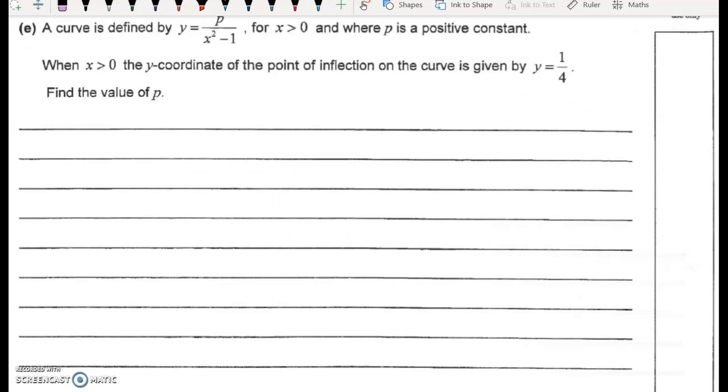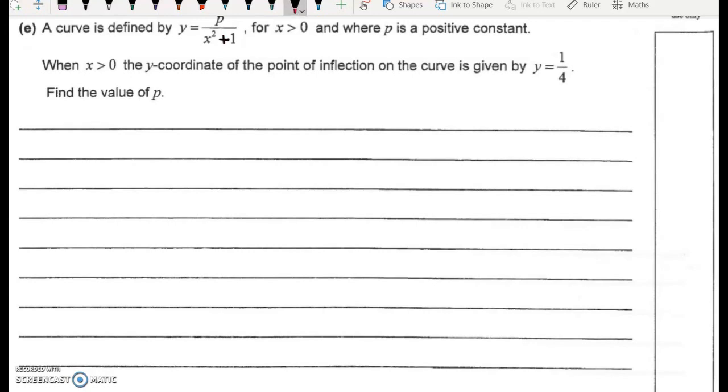And finally, part E, our last bit of excellence on this paper, is a curve is defined by this expression here where we have p. P is a positive constant, so it's just a number, we just don't know what it is right now. So x has got to be positive. The y-coordinate of the point of inflection is what we're looking for on this curve. Oh, actually, there was a typo in this paper, which I haven't fixed just here. That should have been a plus. So this here is x squared plus 1. And we'll carry on with that.